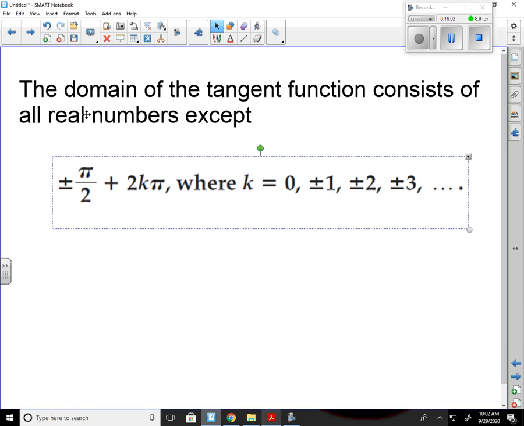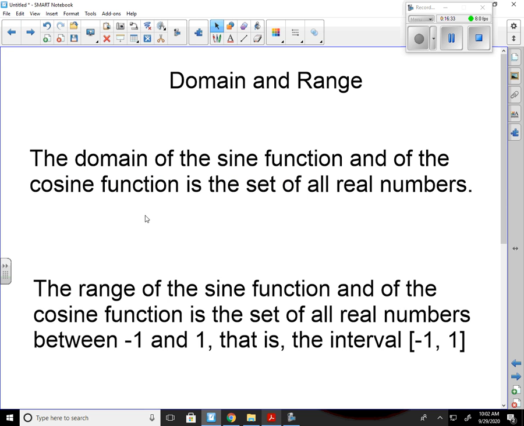Now the domain of the tangent function is a little different. It consists of all real numbers except positive and negative pi over 2 plus 2k pi, where k is any number 0, 1, 2, 3, 4. The reason that we have to do plus 2k pi is because if I do 2k pi, that's going around the circle any amount of times. And I'll show you why it doesn't work for negative pi over 2 or positive pi over 2.